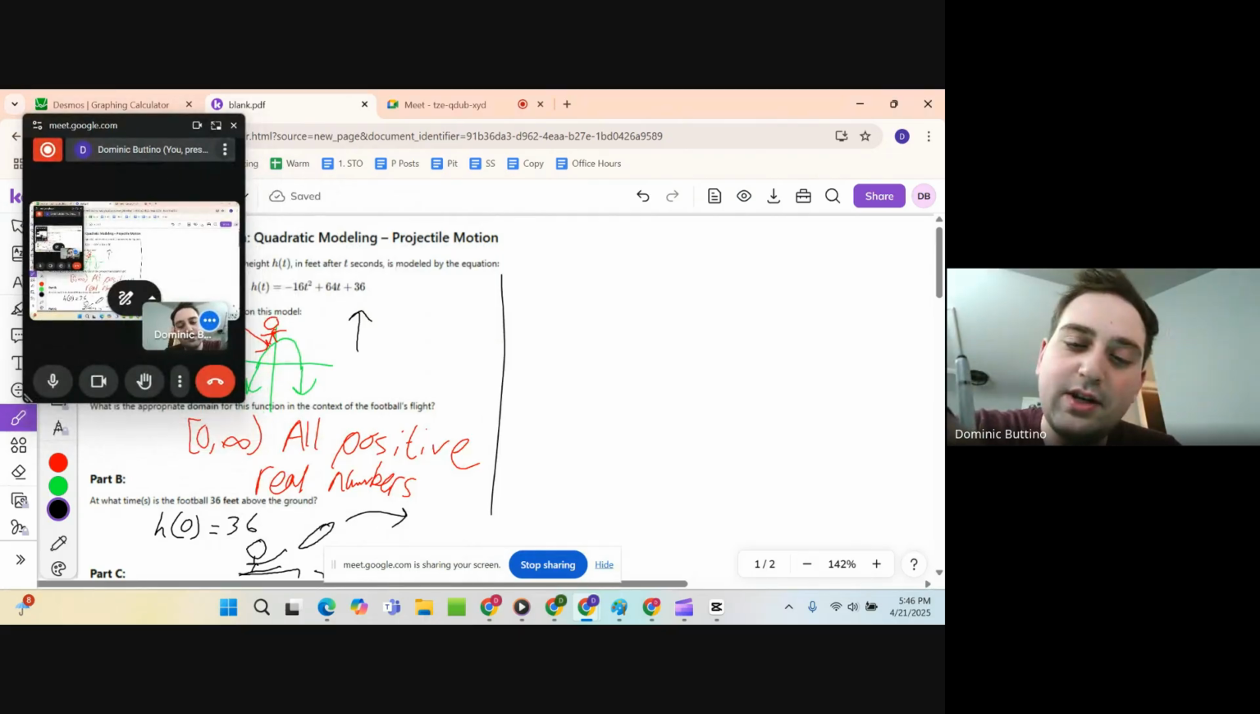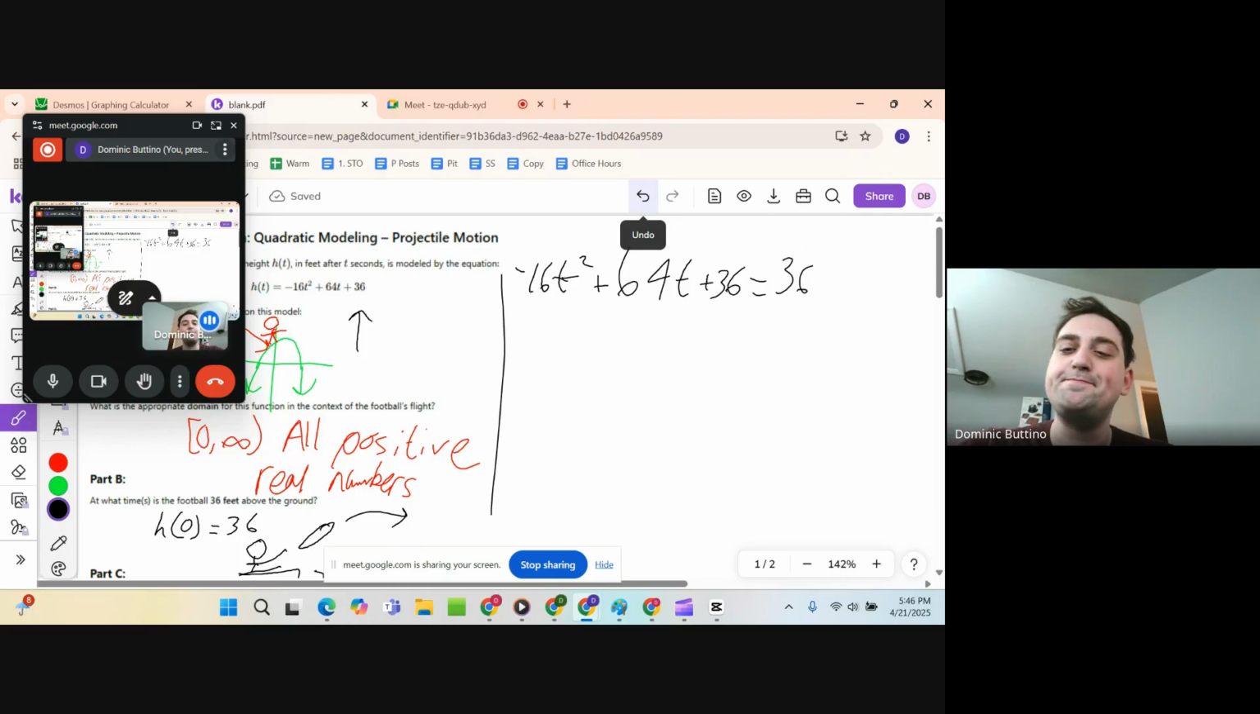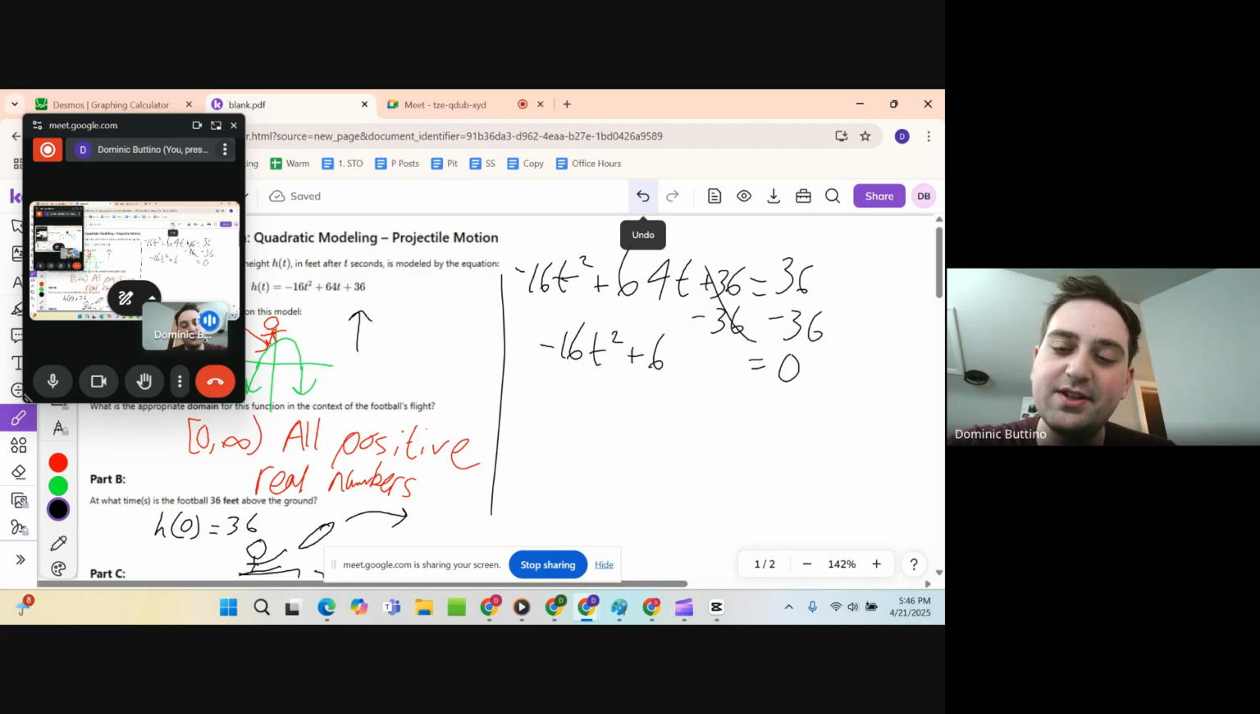Negative 16t squared plus 64t plus 36 equals what? We want to set this function equal to 36. Now what? Well, we want to get t by itself. So minus 36 minus 36. We're going to get 0 on the right. And on the left, we're going to have negative 16t squared plus 64t. Oh, that's working out conveniently.